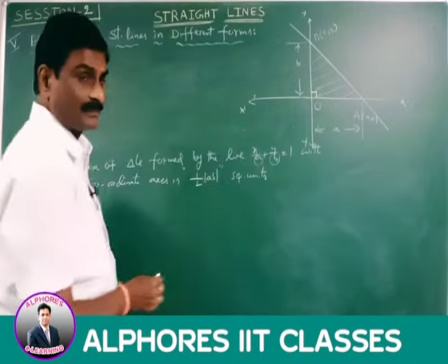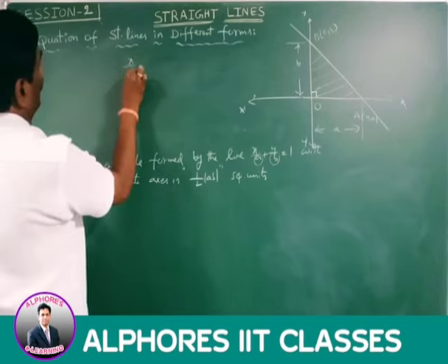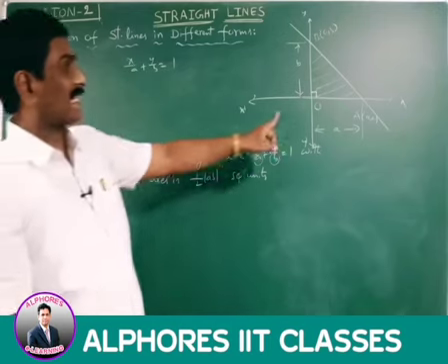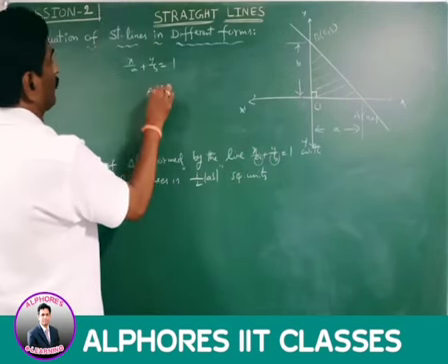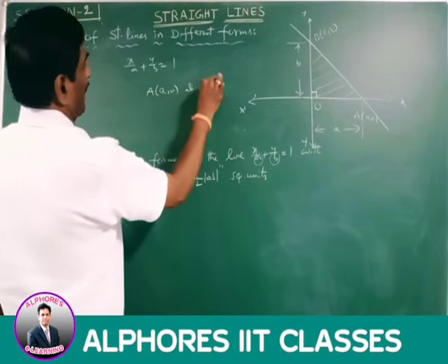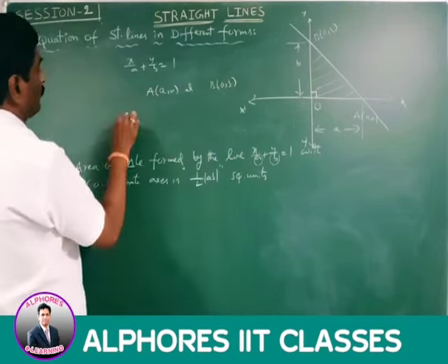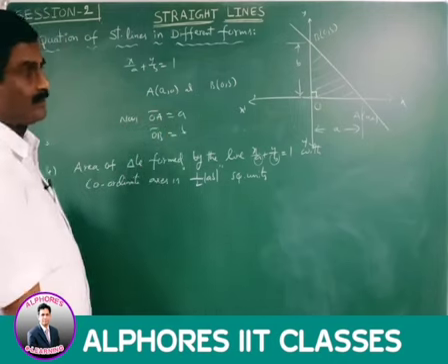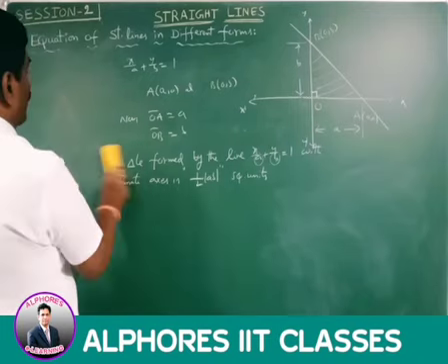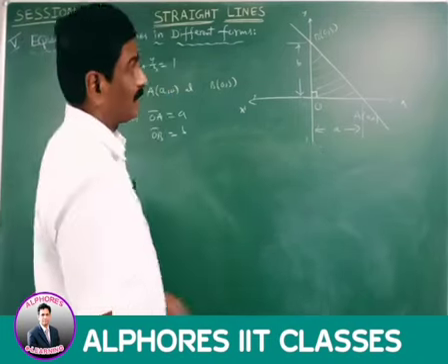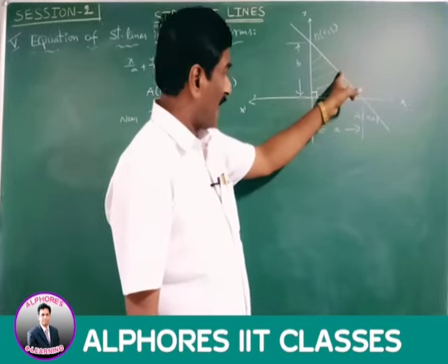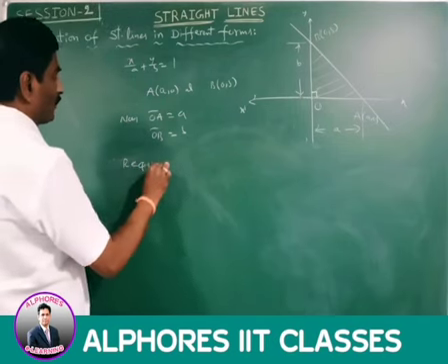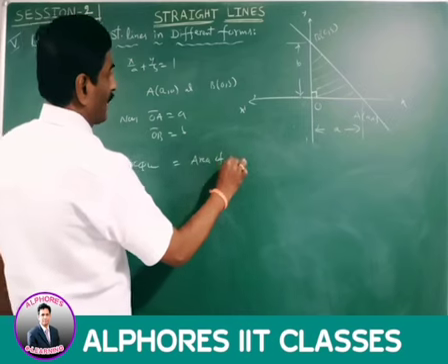Please note this diagram. The given line is x by a plus y by b is equal to 1. Let the line cut the x-axis at capital A, 0 and the y-axis at 0, capital B. Now, OA is equal to A, OB is equal to B. Okay. Therefore, the required area is equal to the area of triangle OAB. Please observe this value. The area bounded by the line and the coordinate axes, x and y axis. Therefore, the required area is equal to the area of triangle OAB.